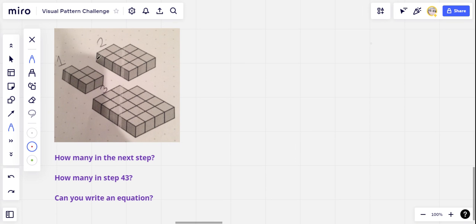Here's our pattern today. We've got step 1, step 2, step 3, and your challenge would be to predict the number of blocks in step 4. If you can do that, can you predict the number in step 43? And can you write an equation that could be used to predict the number of blocks in any step at all? That's the challenge. If you'd like to take it, pause the video, see what you can do.